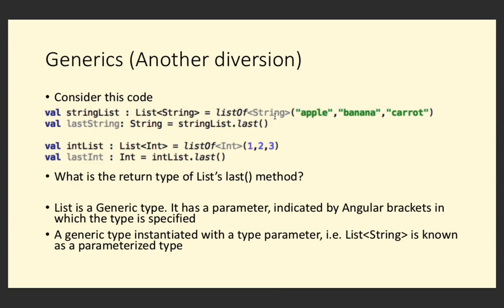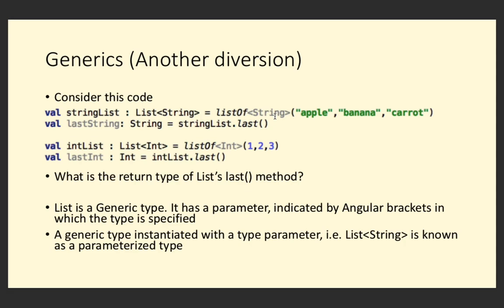So there's some Kotlin code up here. We've got a string list variable, which is a list of strings, and we create it by calling listOf, passing in string as a type, creating a list of some strings. Then we create another variable where we call last on our list. We've then got another one where we create a list of integers and call last on that list. Here we get back an integer, there we get back a string.